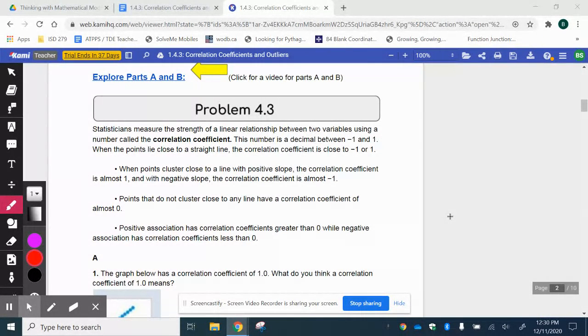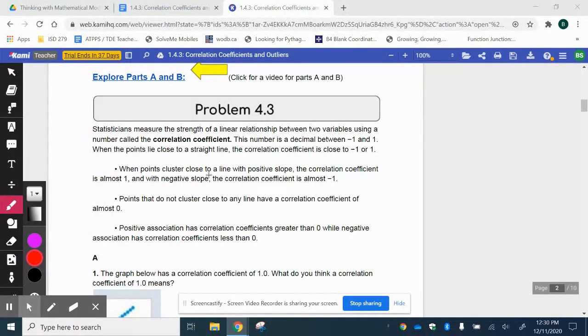Statisticians measure the length of a linear correlation between two variables using a number called the correlation coefficient. This number is a decimal between -1 and 1. When the points lie close to a straight line, the correlation coefficient is close to -1 or 1. When points cluster close to a line with a positive slope, the correlation coefficient is almost 1. And with a negative slope, the correlation coefficient is almost -1.